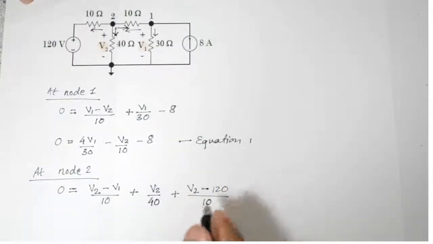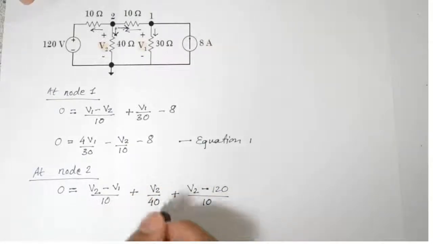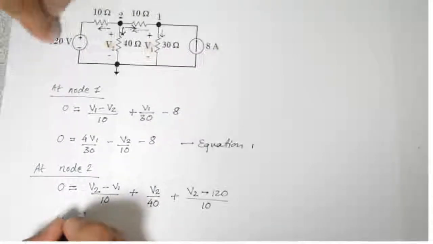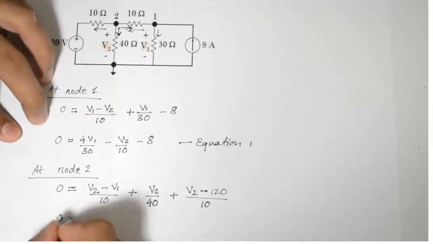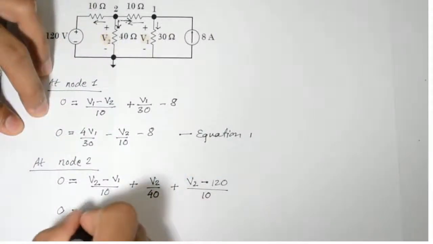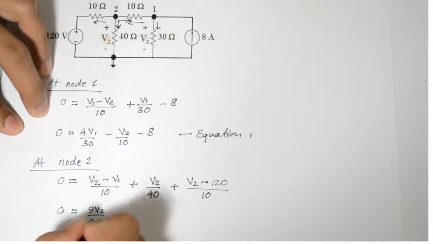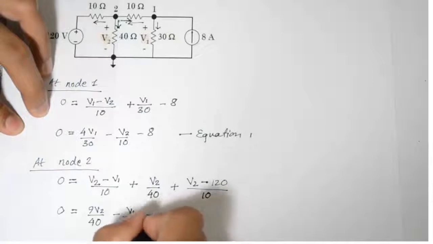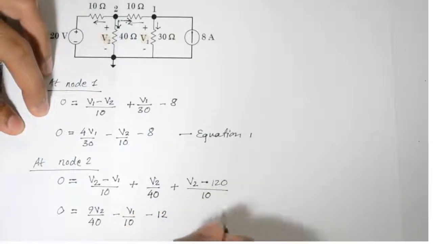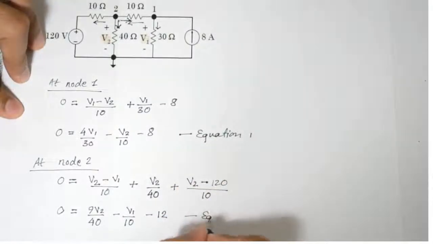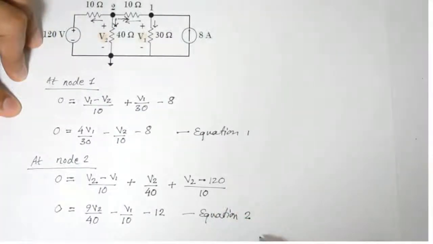So for this circuit, if we go on and do the algebra over here, we will get 0 equals 9V2 by 40 minus V1 by 10 minus 12. Okay, so we got our equation 2. Here's our equation 1 and here's our equation 2.